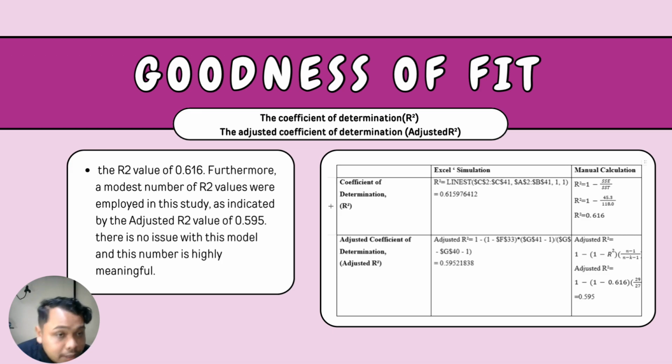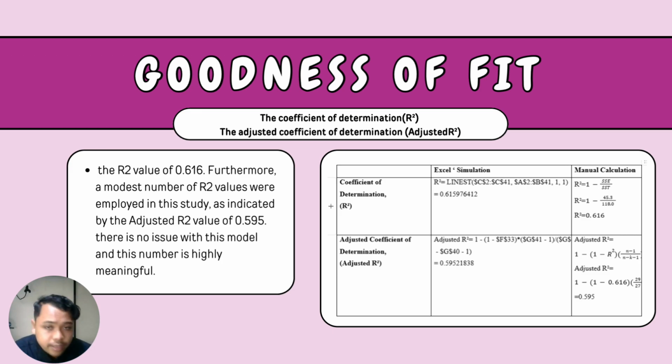For the manual calculation, you can see the R squared formula is 1 minus SSE divided by SST. So we can get 0.616. For the adjusted R square, we do the same manual calculation: 1 minus (1 minus R square) multiplied by (n minus 1) divided by (n minus k minus 1). So we can get 0.595.